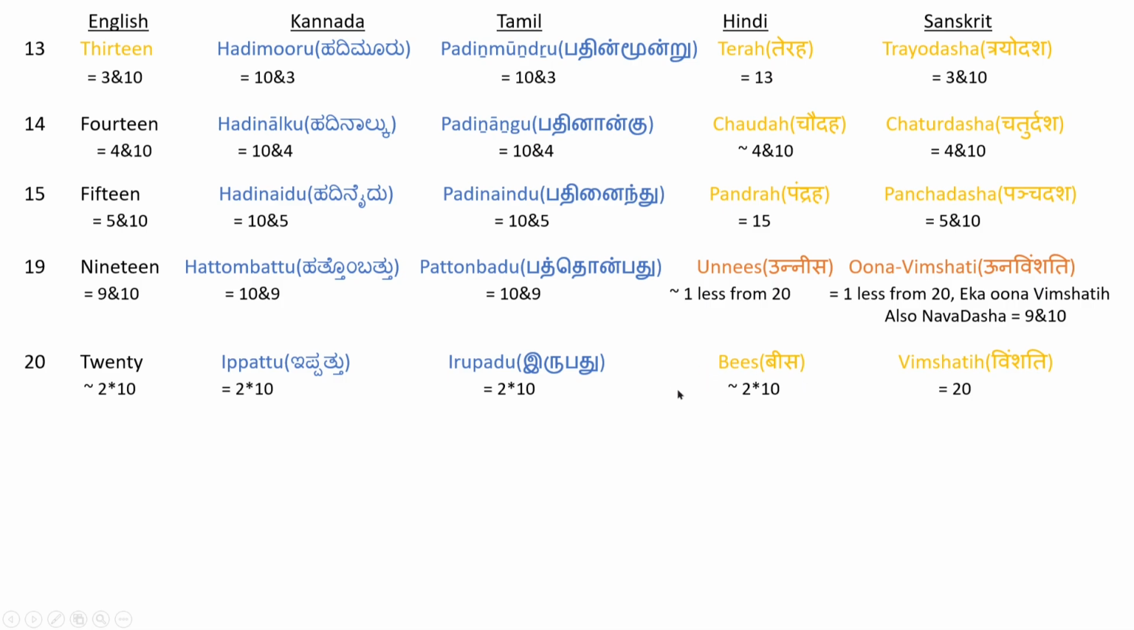Because the word for 20 is bees. So Vimshati has not been translated into bees. This bees is coming directly from Persian. But this word un is coming from, say, Sanskrit. Un bees has become unnis, one less from 20.